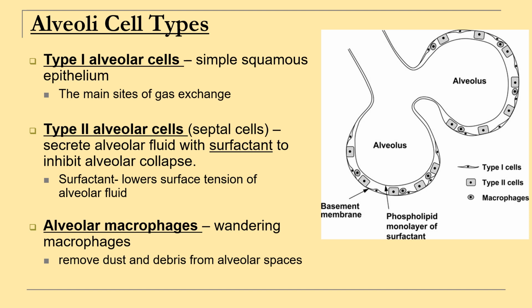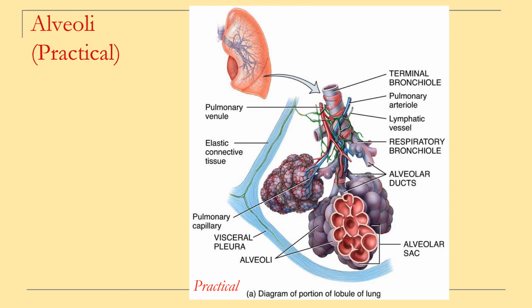And then we also have alveolar macrophages, just wandering macrophages, getting out any dust, debris, pollen, whatnot that makes it all the way down into our lungs. They're there to help clean that up. So know the three types of cells that we associate with the alveoli and what makes each of them different. Great picture for the practical exam, going all the way from the terminal bronchi down into the individual alveoli. Let's make sure we pay some attention to that.